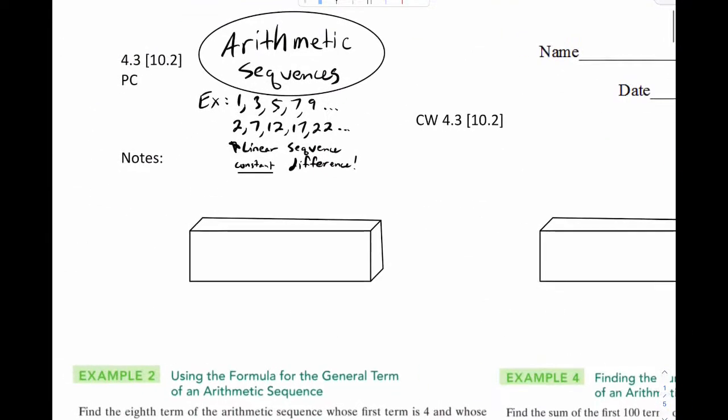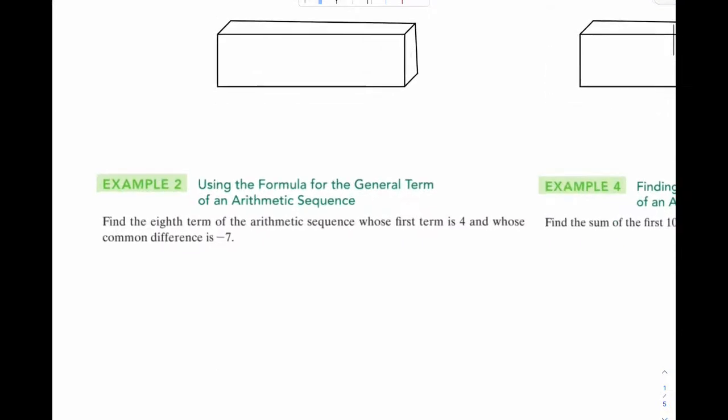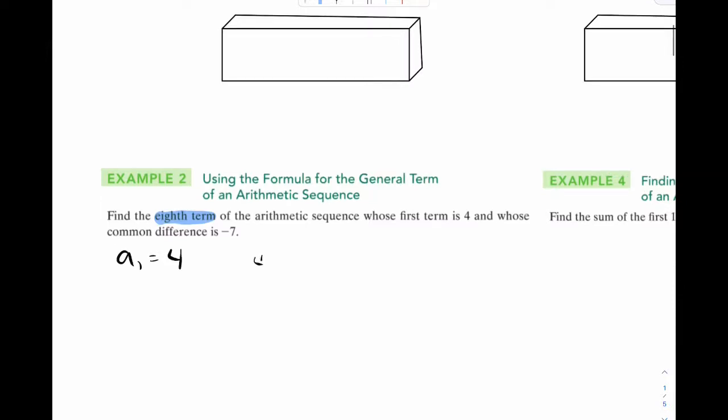So to model our first example, look right here. It says find the 8th term, so I'll highlight that, of the arithmetic sequence whose first term is 4, common difference is -7. So essentially it's saying a1, the first term, is 4, and every jump after that, so if you imagine it as a sequence, it would be -7, so it'd be like -3. Then it would be -10, ... And we're wondering, what is the 8th term?